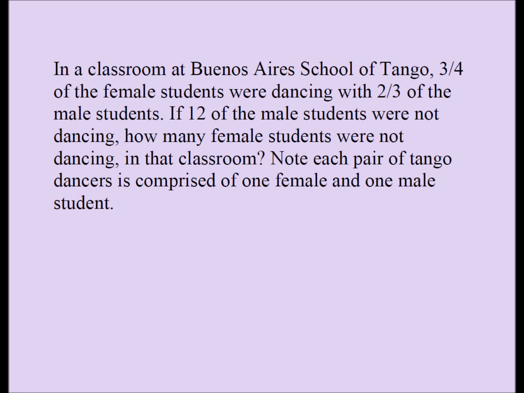We are going to solve this problem by filling out a table. If you read the question carefully, you're going to see that we have a bunch of female students who are dancing and a bunch of male students who are dancing, then some of the female students who are not dancing, and 12 of the male students who are not dancing. So we have a couple of fractions and a whole number. Let's construct our table.